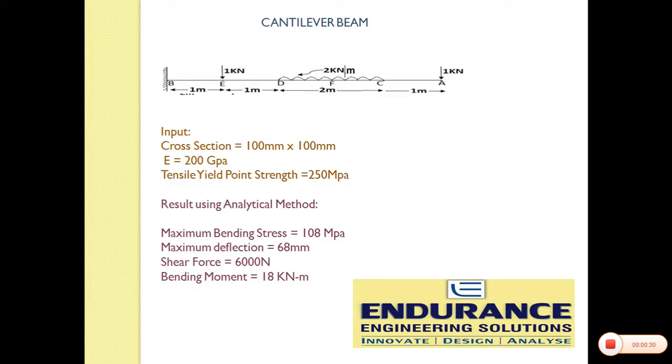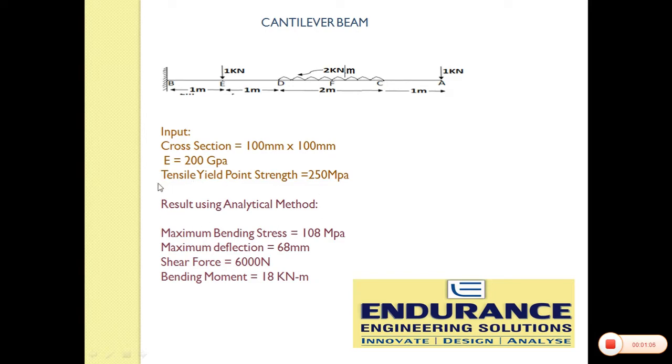and after the analytical method we get this result. 108 megapascal is the maximum bending stress, and the maximum deflection is 68 mm. We know that maximum deflection will occur at point A, and maximum bending stress will occur at point B, whereas the shear force is 6000 Newton, which will be maximum at point B, and the maximum bending moment is 80 kilonewton meter, which will also be at point B. So we got this result by the analytical method.